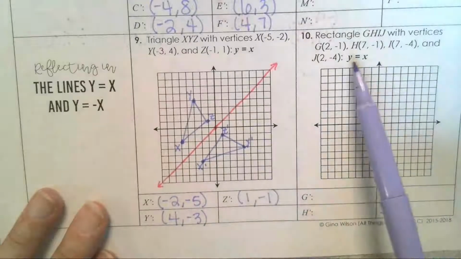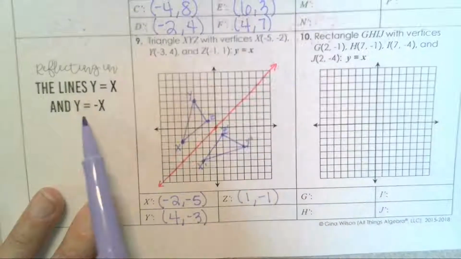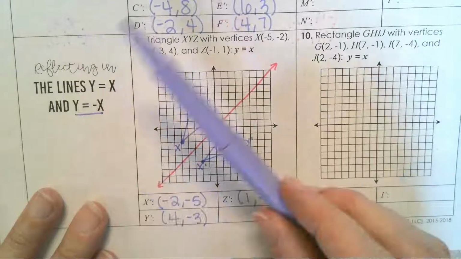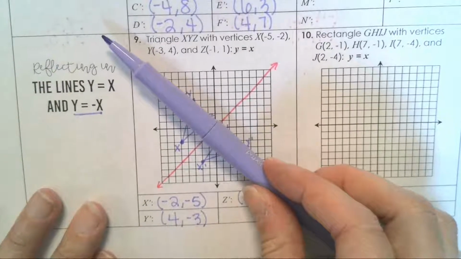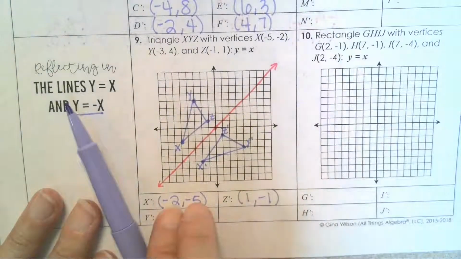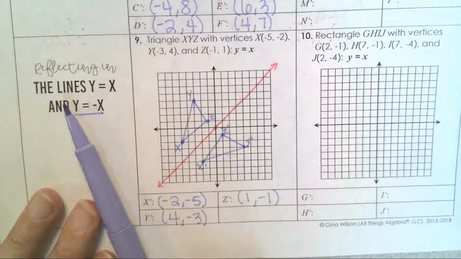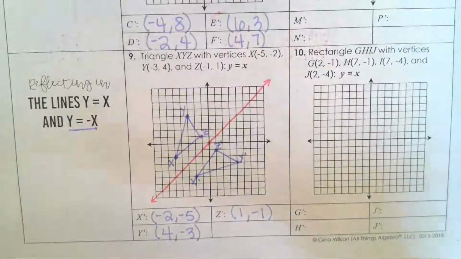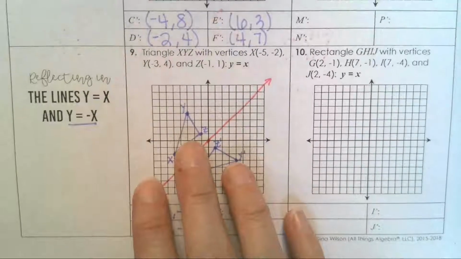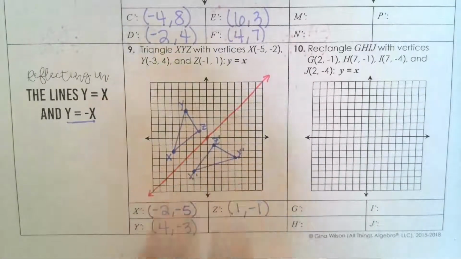Now, if you are ever going to reflect over y equals -x, that line is going to be this way, and then the coordinates are going to flip and become opposite. I don't think that you're going to see too much of that, but if it comes up, I will definitely show it to you.